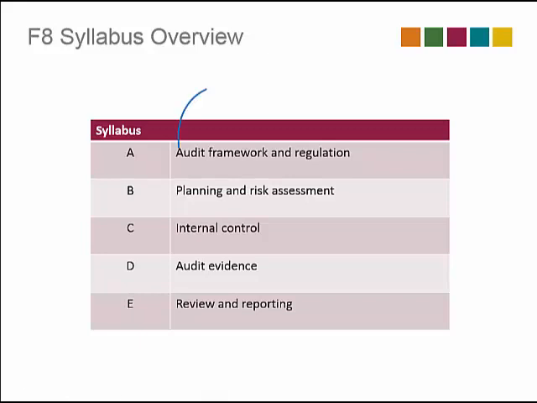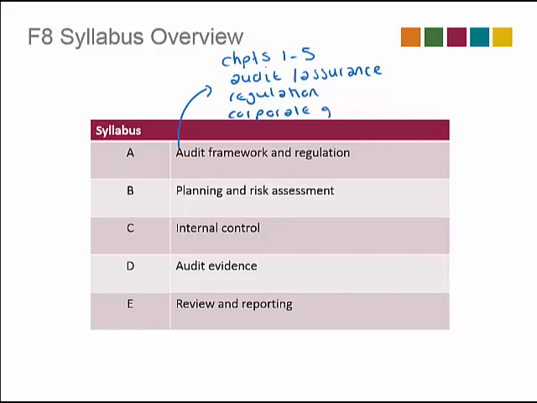The first of these areas looks at audit framework and regulation. Now, in terms of your course materials, that really looks at the information that's taught in chapters 1 through to 5. So first of all, we're going to be thinking about what an audit actually is, and also thinking about the wider context of assurance. Then we're going to think about regulation, corporate governance, and linked to corporate governance is the area of internal audit. And then the final area that forms part of this syllabus, section A, is the area of ethics.